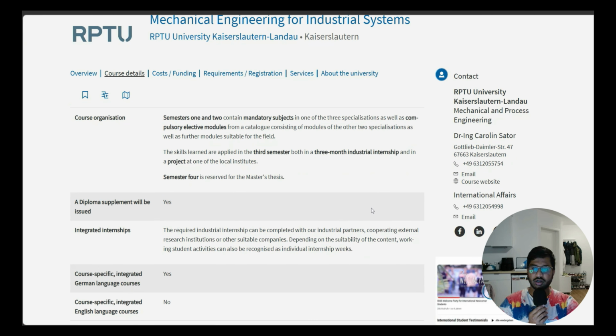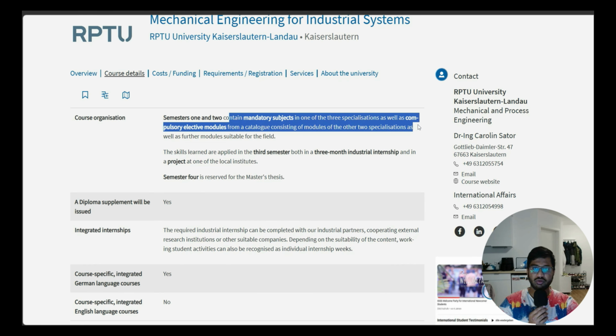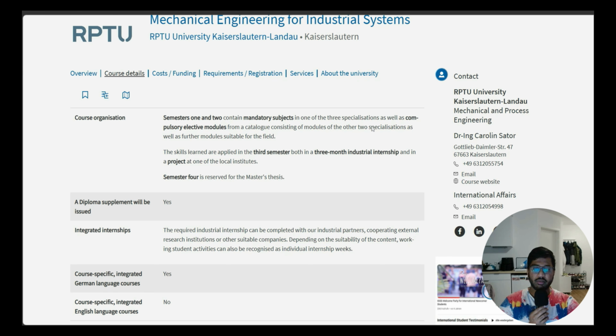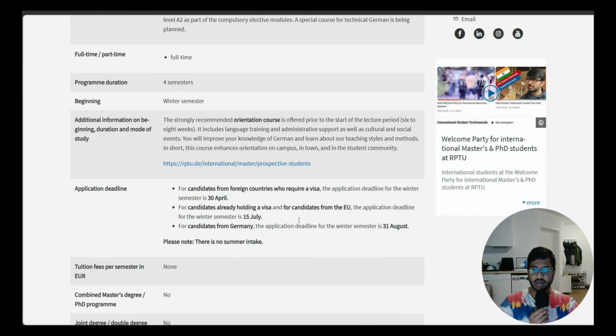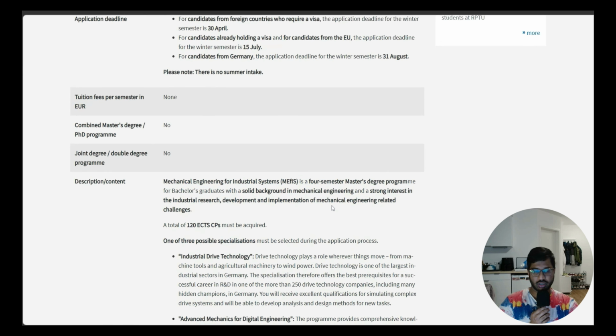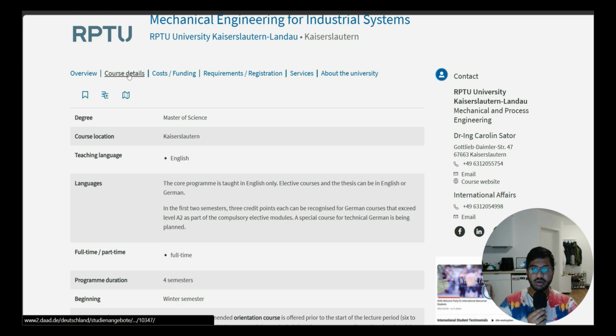But you can also check the course details, where the first and second semester will, for the most part, be mandatory subjects, and in the third semester you will focus on elective modules. But in the first and second semester mandatory subjects, you will also choose based on the specialization you will be choosing, and you already know there are 3 specializations. You have to choose any one specialization that you want to pursue.